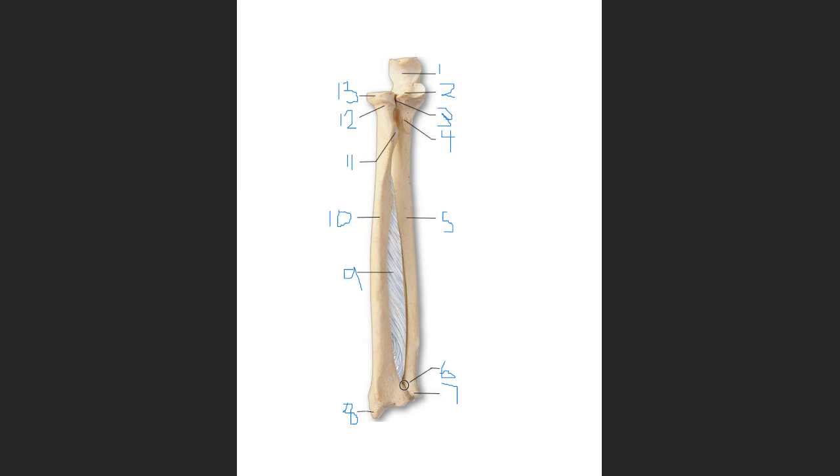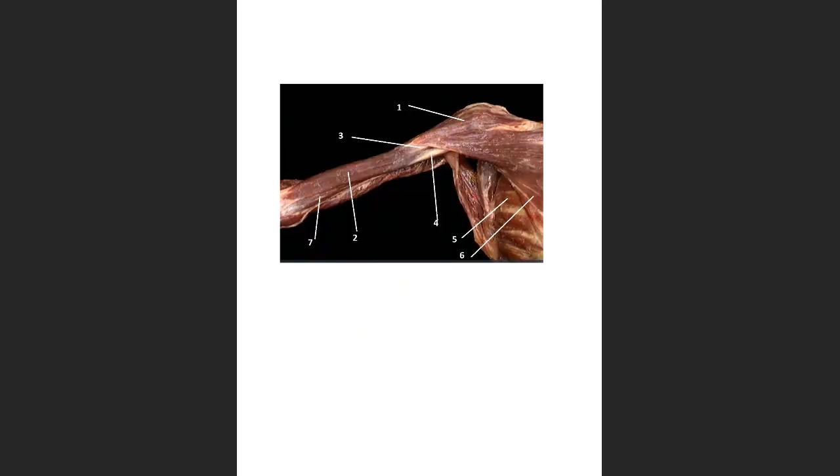Yes. Okay, go ahead. 11 is radial tuberosity, 12 is neck of the radius, and 13 is radial head. 13 is the radial head, correct. Okay, so you still have 2 more on the next one. Okay, so these are already numbered, which is great.